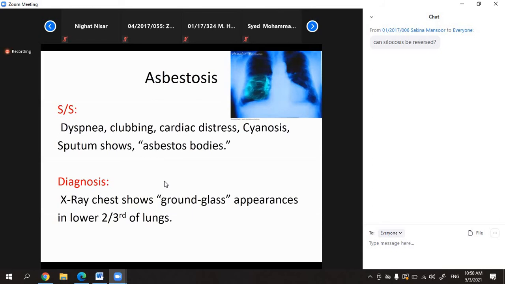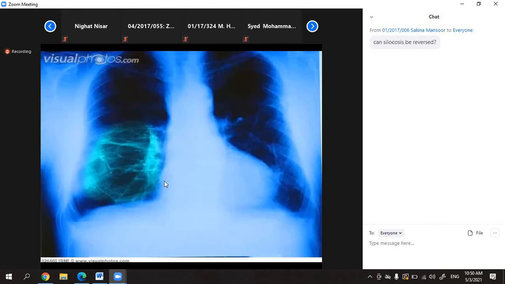The signs and symptoms of asbestosis are dyspnea, clubbing, cardiac distress, cyanosis, and sputum shows asbestos bodies. X-ray chest shows ground glass appearance in lower two-thirds of the lungs. You can see that the X-ray is showing a ground glass appearance, which is a typical feature of asbestosis. As you have seen the snowstorm pattern in the previous chest X-ray, in asbestosis you can see a ground glass appearance. This is a more clear picture.